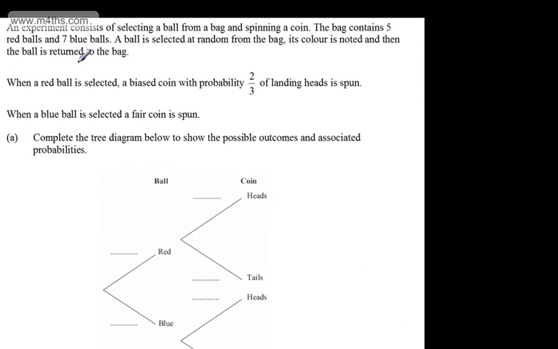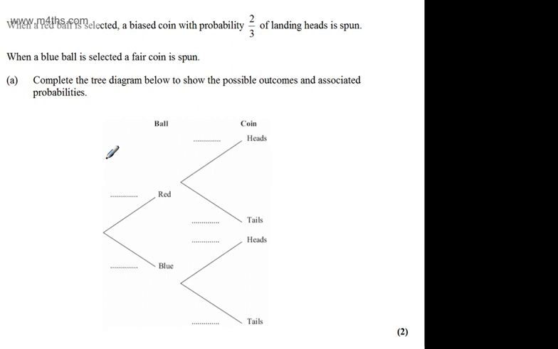So we've got 5 red balls and 7 blue balls, so 12 in total. So the probability of a red will be 5/12. The probability of a blue will be 7/12. If we now pick the red ball, the probability of landing on a head is 2/3. So we'll have 2/3 here. All probabilities must sum to give 1, so this will be 1/3.